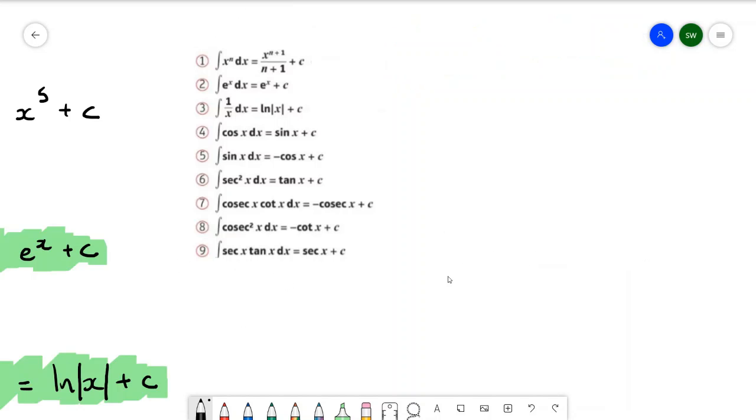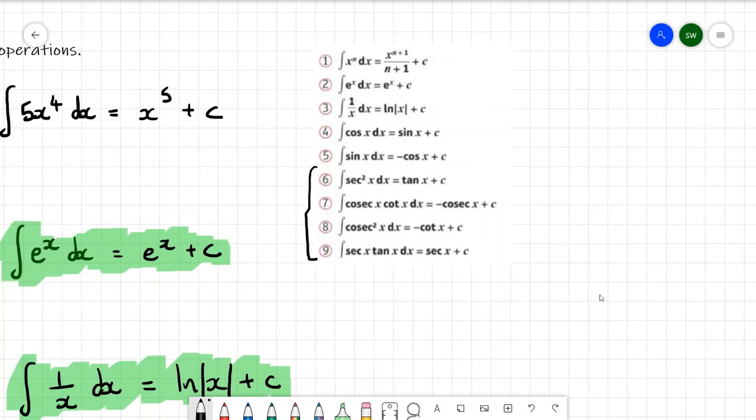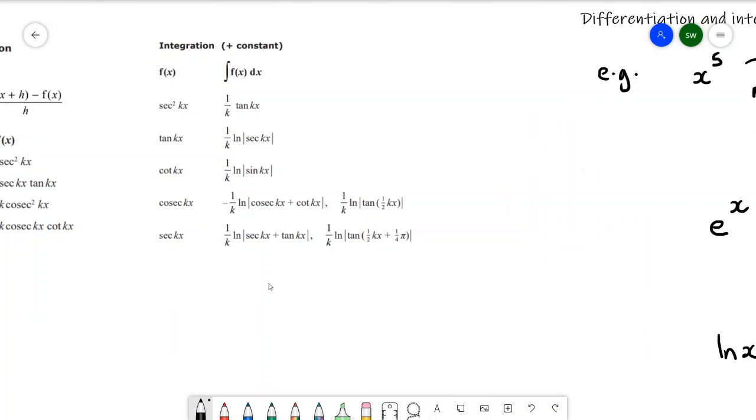Next, we'll look at where to find equations 6 to 9 in your formula book, because you're actually given these. In the integration section of your formula book, you get told some function f of x and you get told its integral. So as you move from the left column to the right column, you're integrating. That's fairly self-explanatory. This tells us the integral of sec squared, tan, cot, cosec and sec.